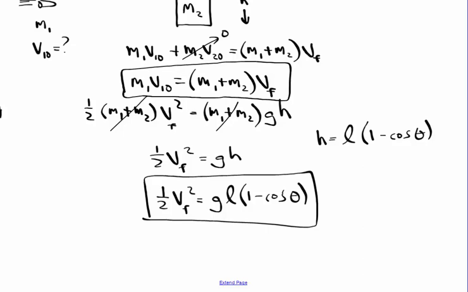Now, between this information and this information, we can work our way back to the initial speed. If we were given the length of the string and the angle, you could see that we could first solve for this speed right here. And then if we take that speed and put it into this equation, it should be no problem to go back and solve for the initial speed of the bullet. This is a typical ballistic pendulum problem, which is a nice example of how you can combine conservation of energy and conservation of momentum into one problem.